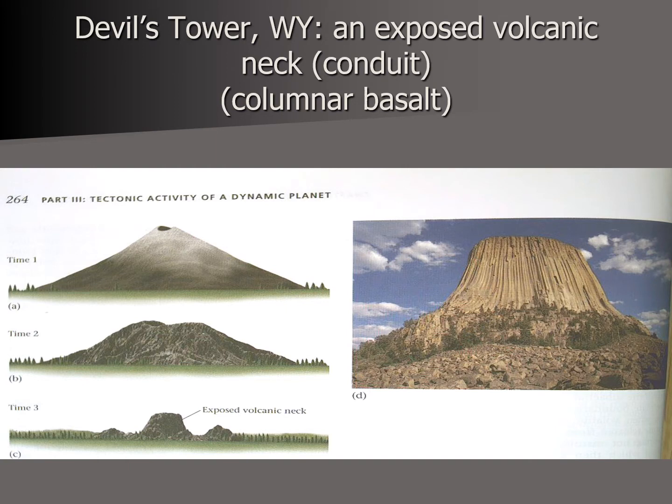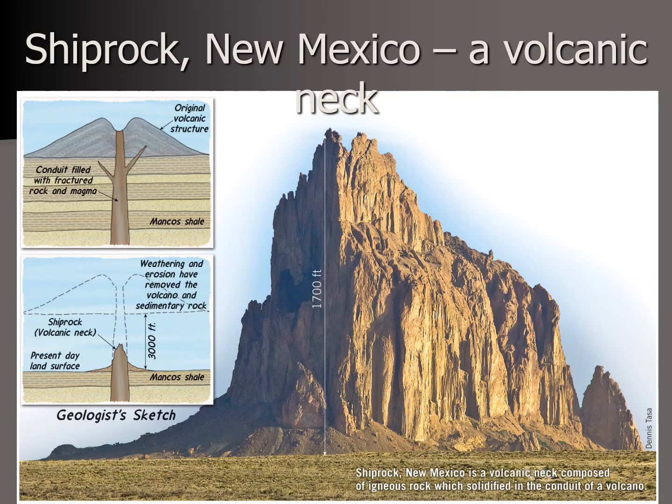Okay, just for fun, this is a famous place in Wyoming. It's called Devil's Tower, and it's columnar basalt, and scientists think it's probably an exposed volcanic neck. I've been to Devil's Tower. It's really, really cool. This is Shiprock, New Mexico. This is another exposed volcanic neck. I haven't been to this one, and it looks really cool, but I don't think it's as cool as Devil's Tower.